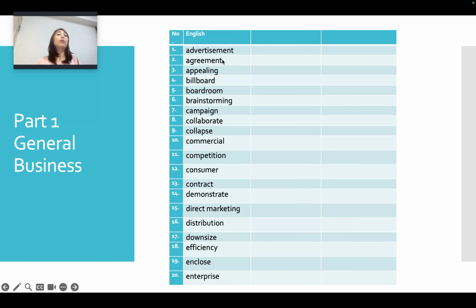Then another thing, number 2, agreement. Agreement is when we have a meeting, sometimes we have different opinions, then we need to try to discuss or negotiate. And finally, we could reach an agreement. So agreement here we say 协议, 合议. It's a good word to learn.